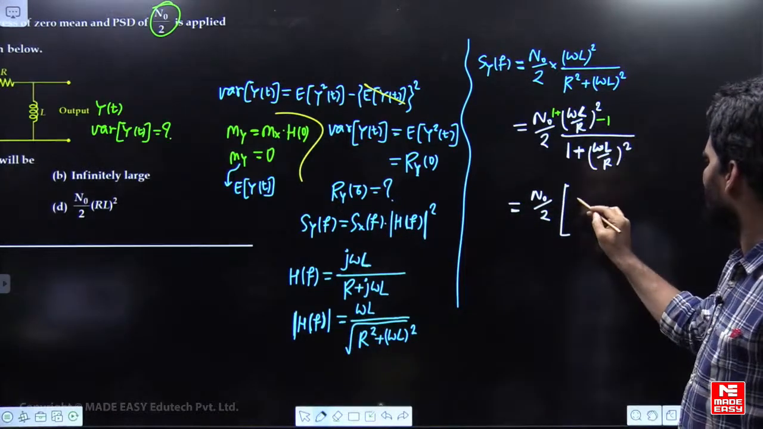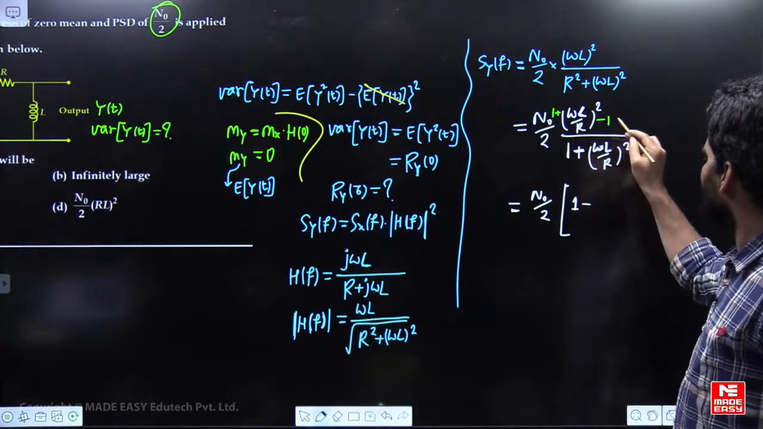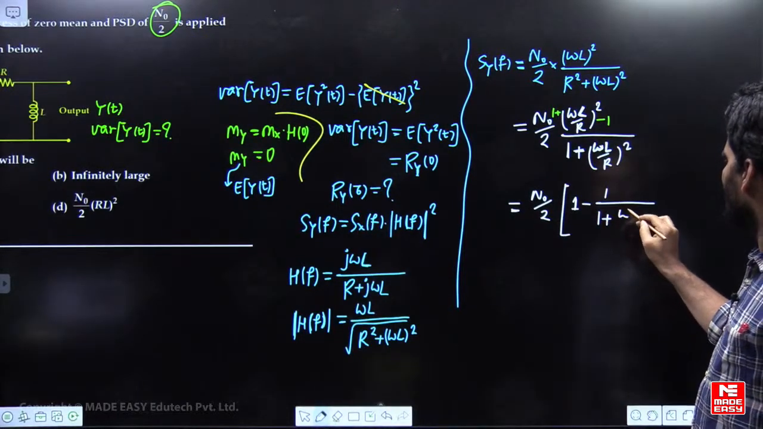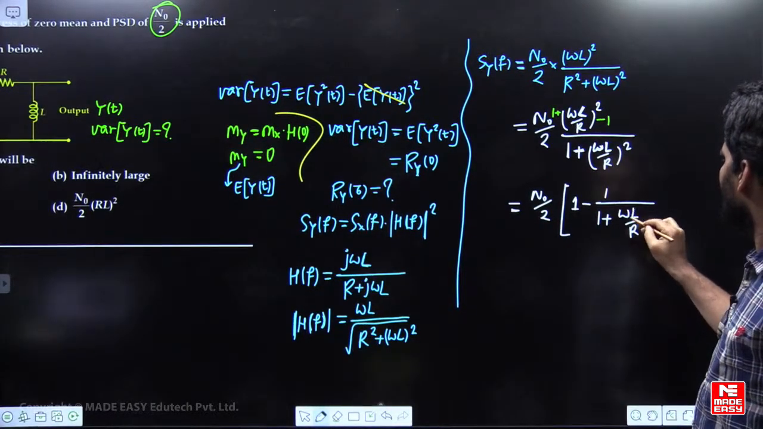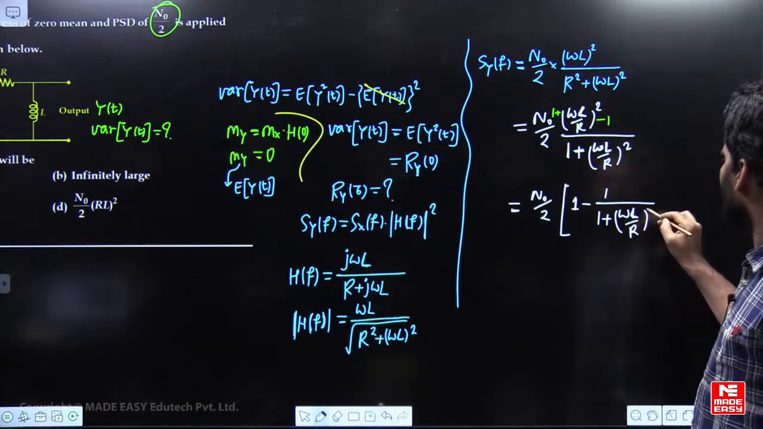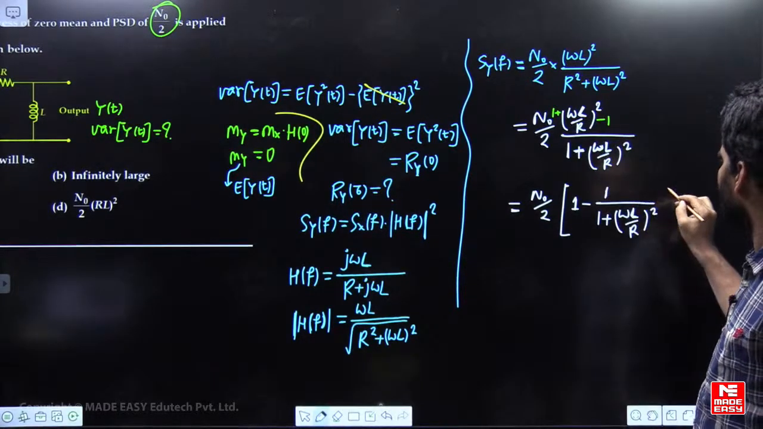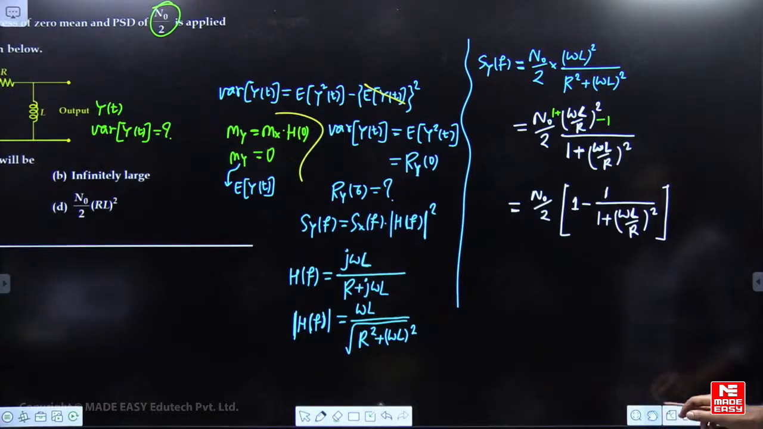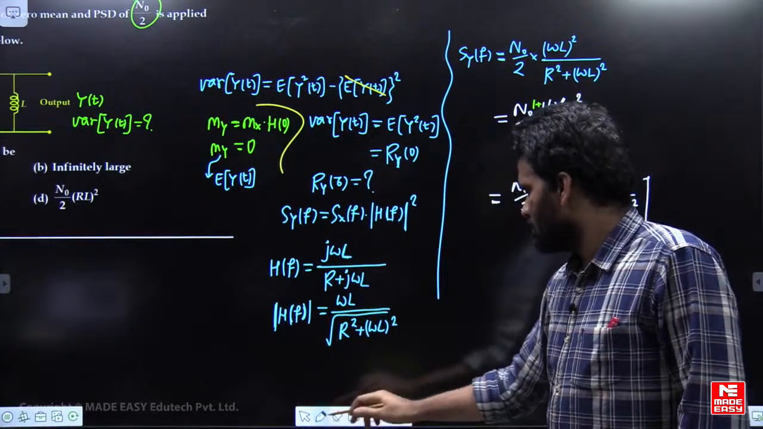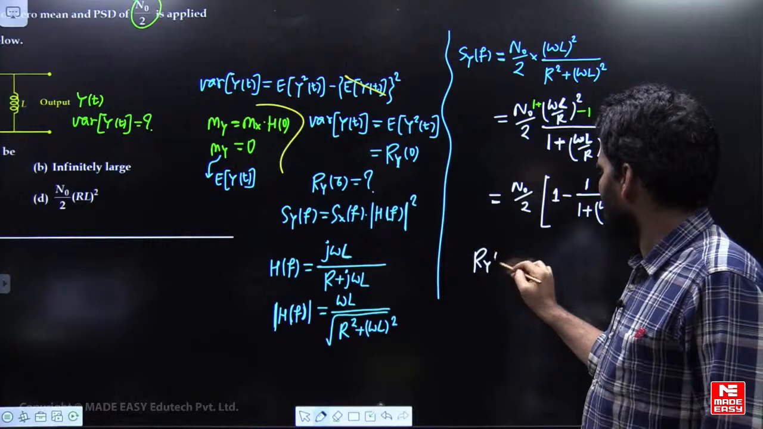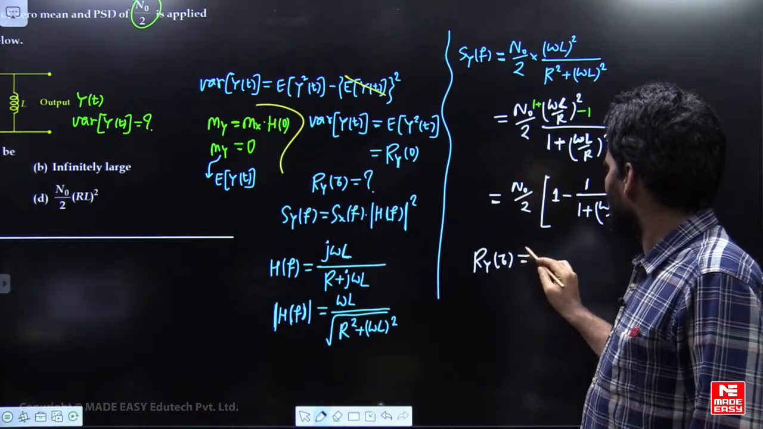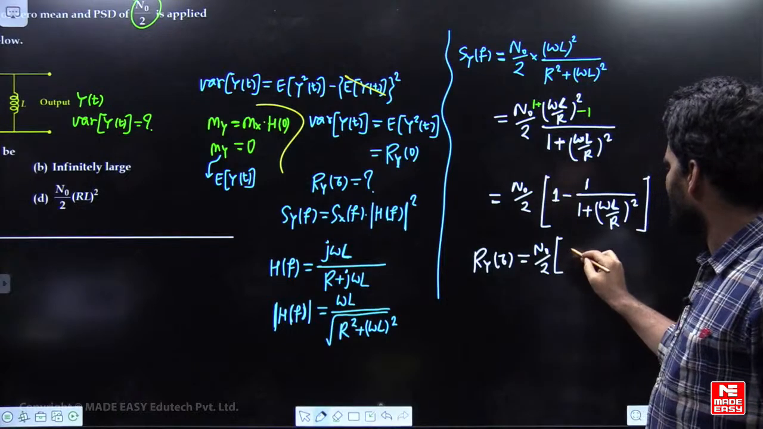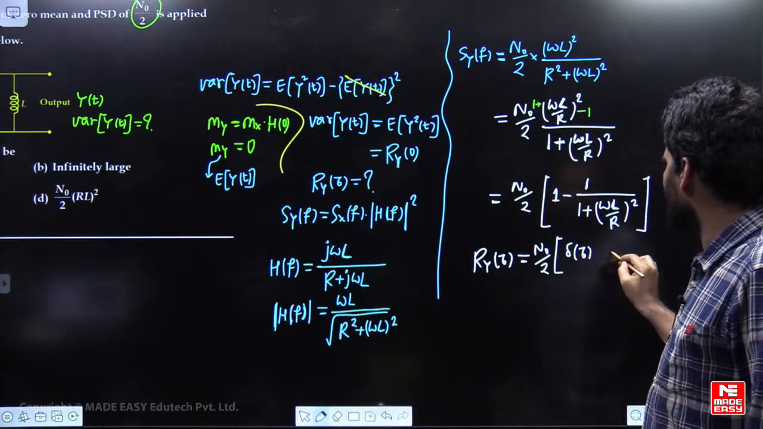This is minus 1 upon 1 plus (omega L by R) square. You can write this. Then what is the inverse Fourier transformation of this? It will be Ry(tau). So Ry(tau) is equal to N0 by 2, you can write outside, times the inverse Fourier transformation of delta(tau).